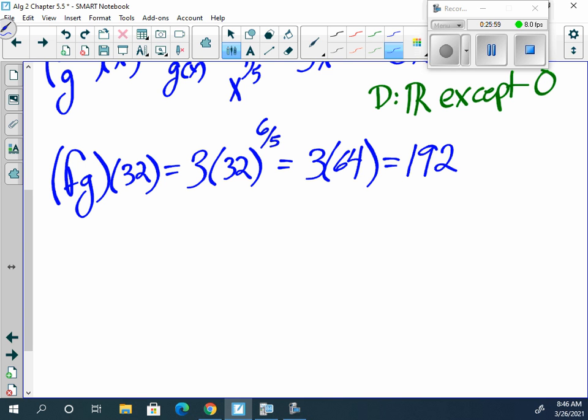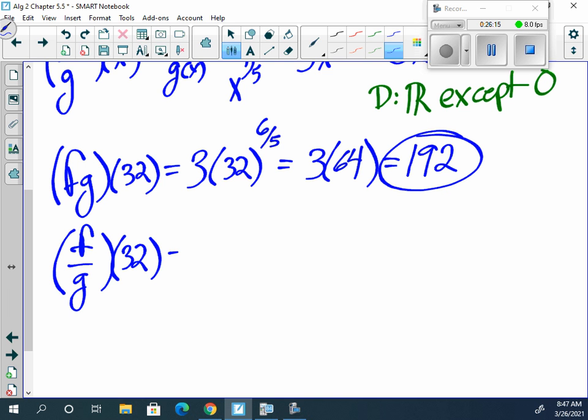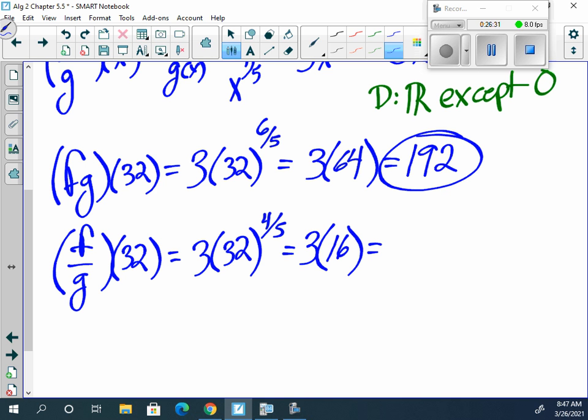Yes. I agree with 192. And last but not least, f divided by g of 32 would be 3 times 32 to the 4 fifths. 4 fifths would be 16, because the fifth root of 32 is 2, and 2 to the 4th would be 16.